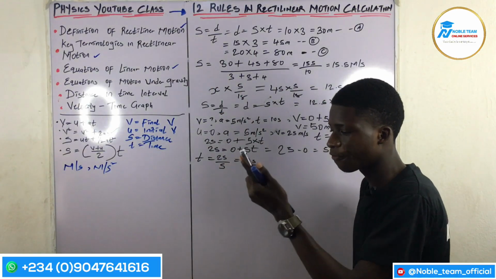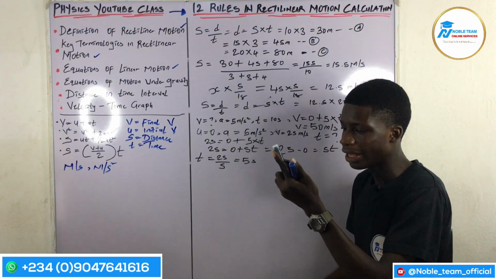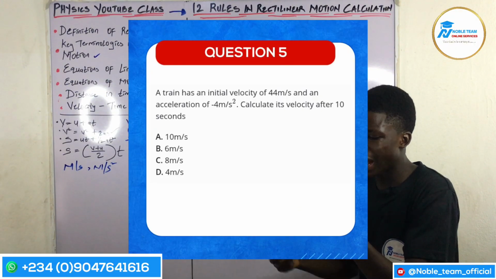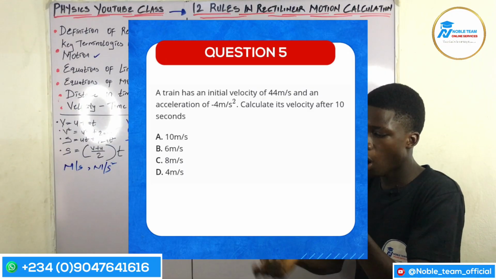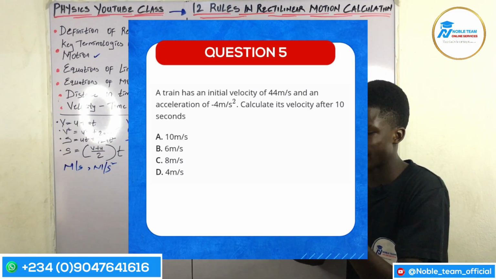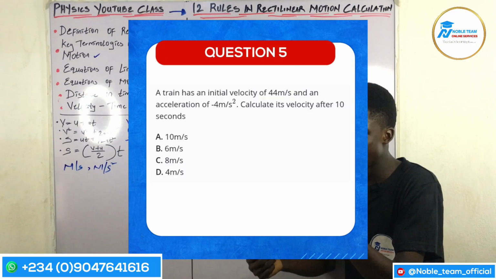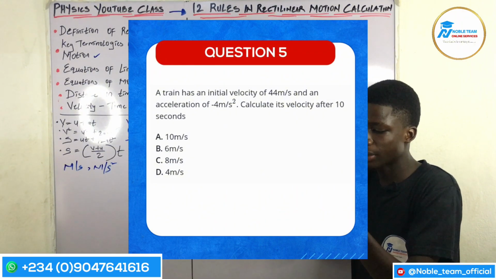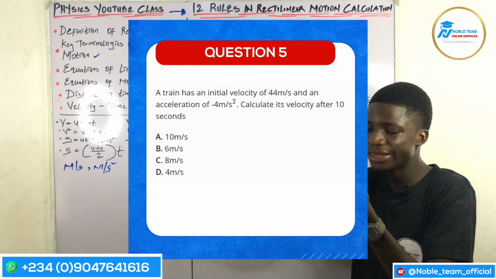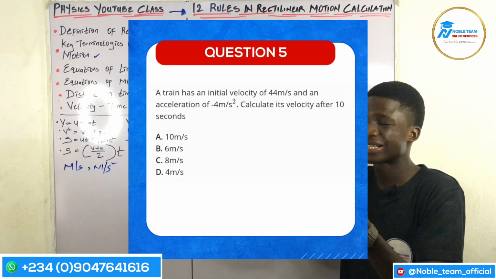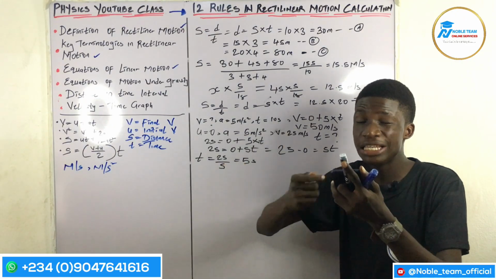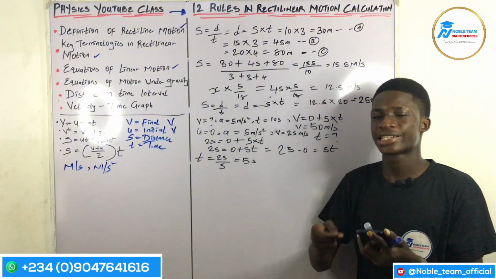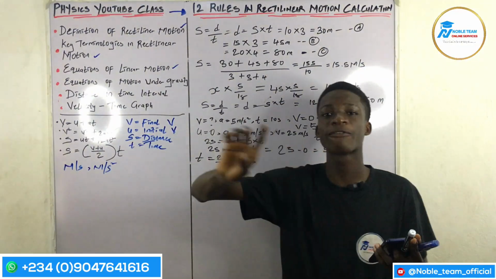Now, question 5, it says a train has an initial velocity of 44 meters per second and accelerates at an acceleration of minus 4 meters per second. Calculate its velocity after 10 seconds. Now you can look at the question. The acceleration is in a negative form.